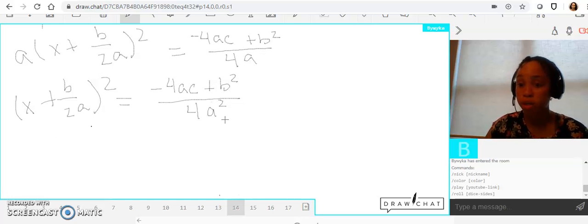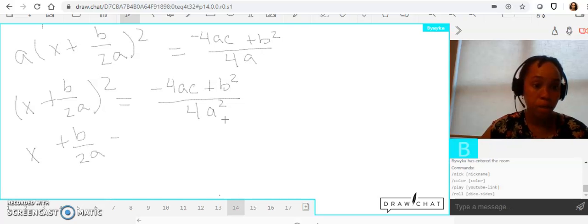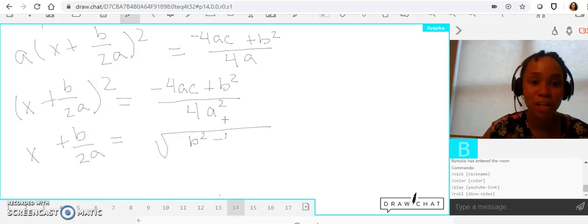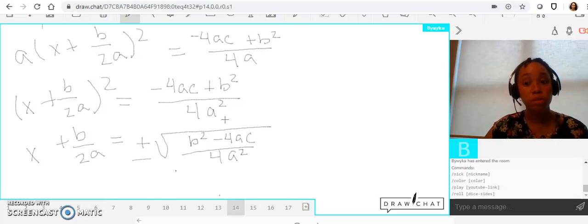All right, so now I'm still trying to solve for x. So the goal is to get x by itself. So I need to take the square root of both sides. Whatever I do to one side, I have to do to the other. So I get x plus b over 2a is equal to the square root of, and I am going to switch it around now because it's starting to bother me a little bit. So I'm going to put my b squared first, and then minus 4ac all over 4a squared. And I can't forget about my plus or minus, because when I take the square root, there's a possibility that it's a positive or a negative, right?